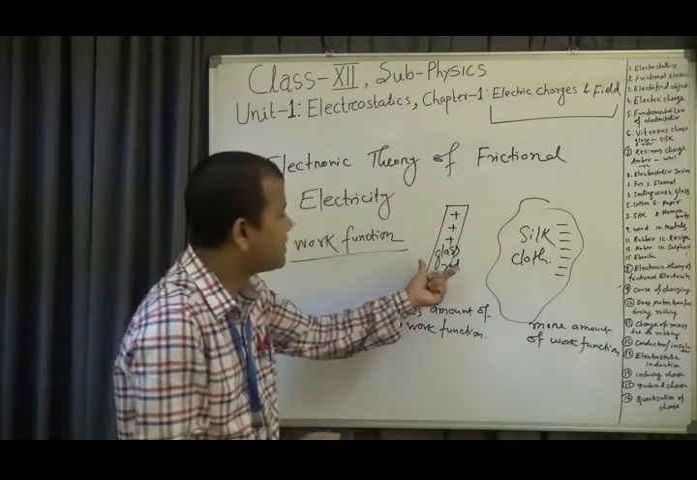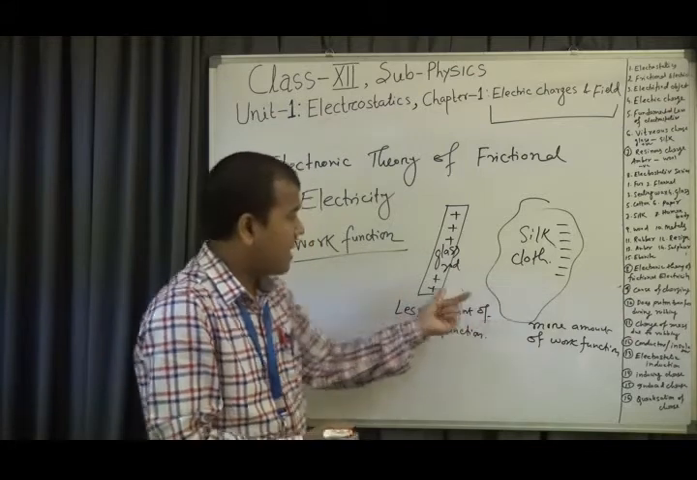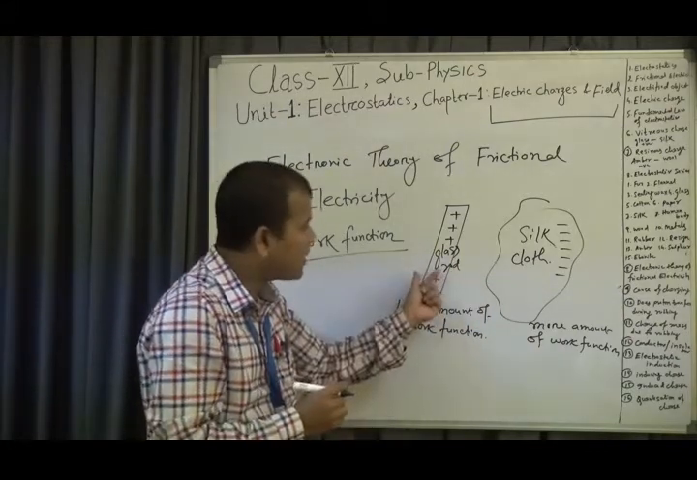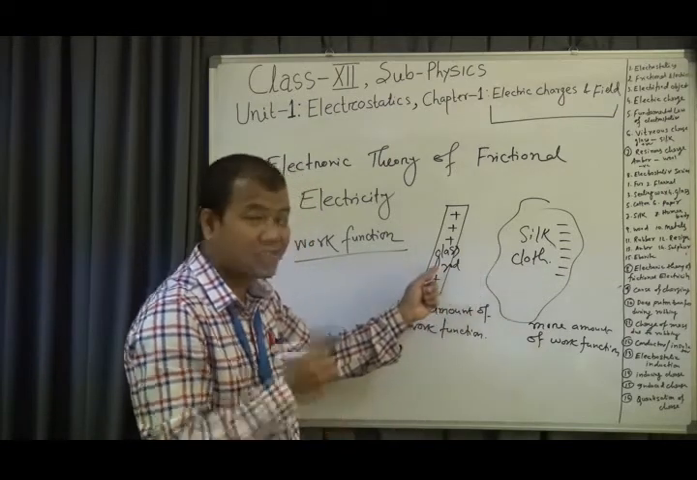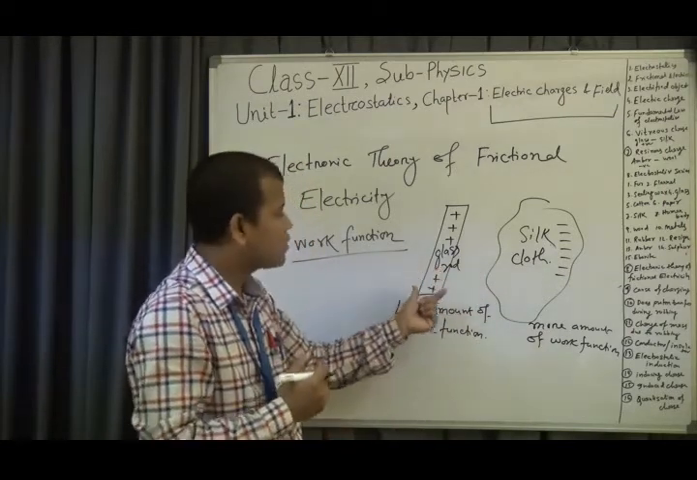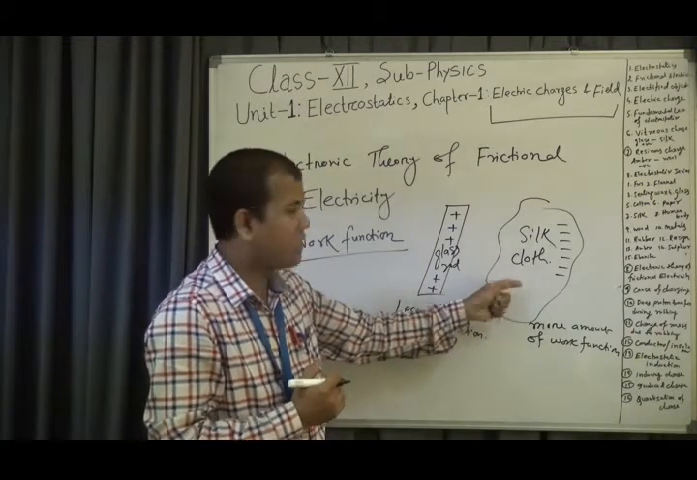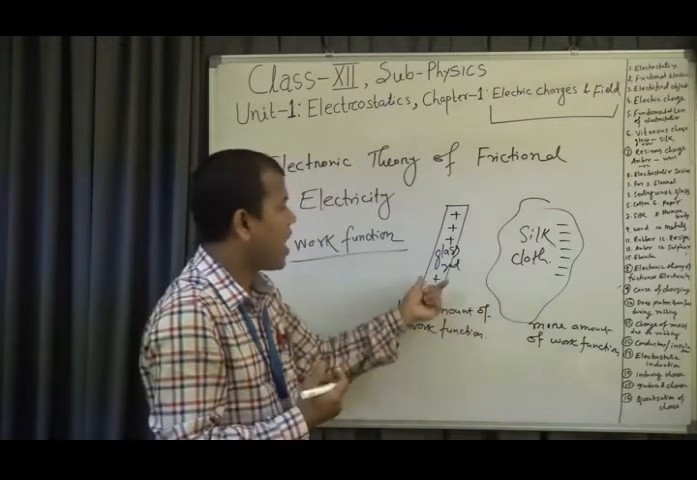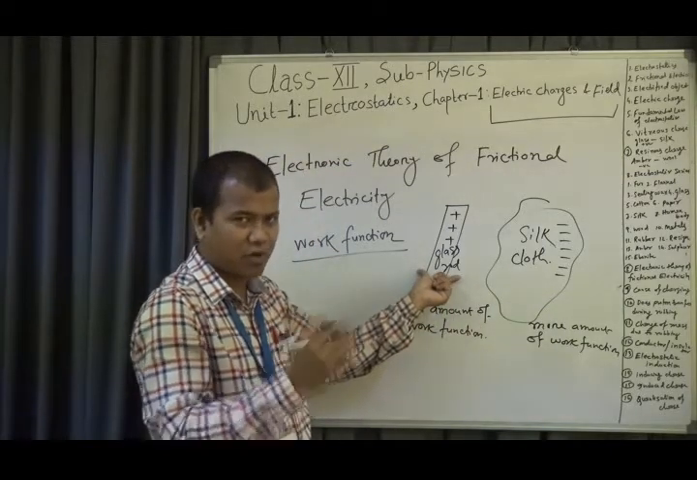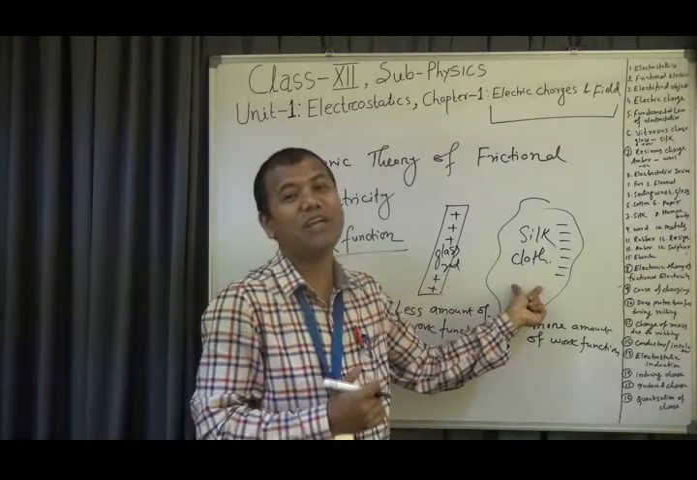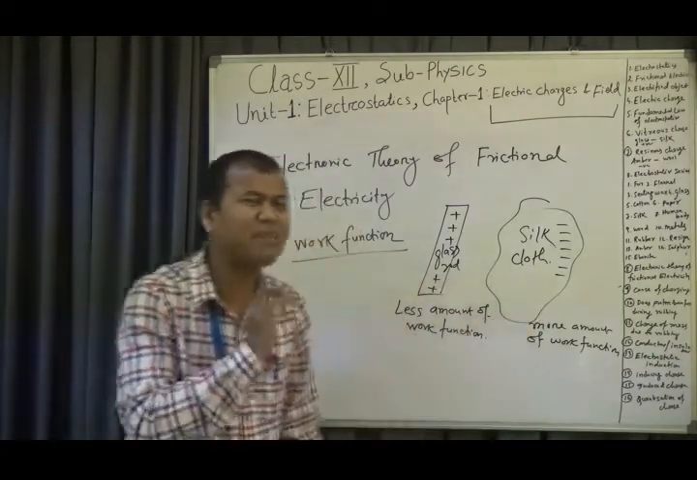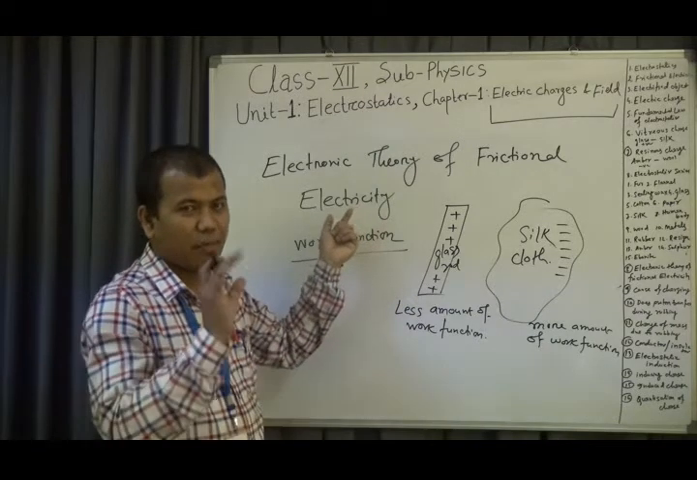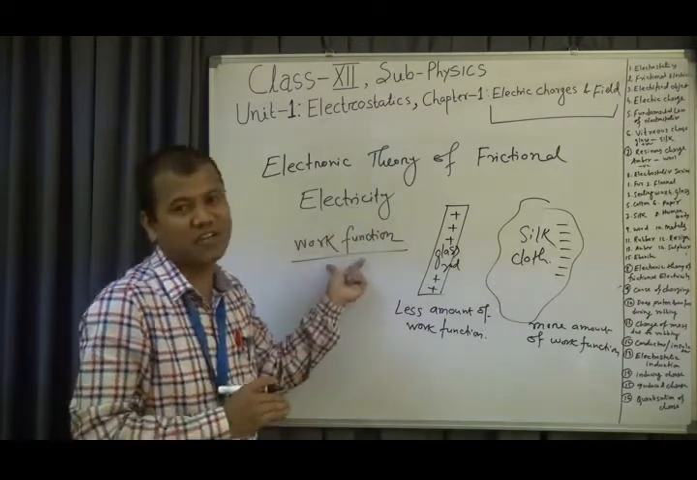So whenever you rub this glass rod with silk cloth, as the glass rod has the lesser work function, obviously the electrons will be transferred. The glass rod will lose the electrons, and the silk cloth will get those electrons. The glass rod will be positively charged and the silk cloth will be negatively charged. That is the main concept of the electronic theory of frictional electricity. The main thing is the work function.